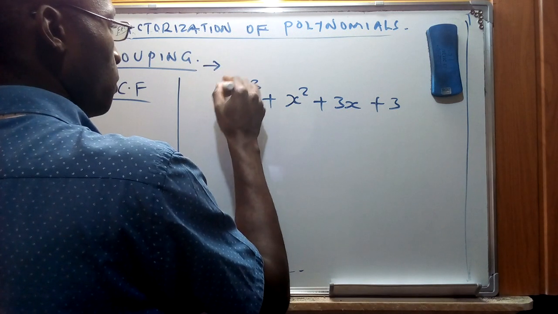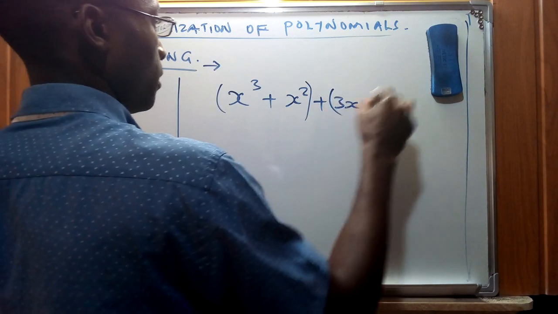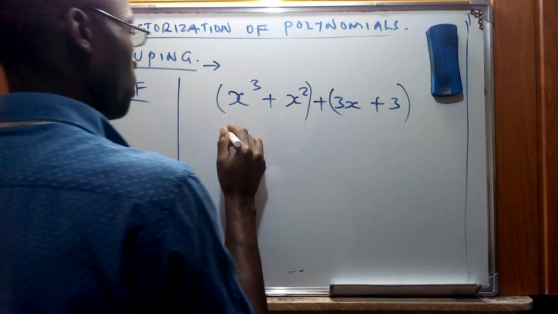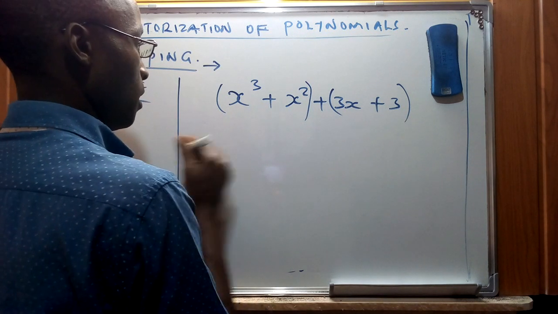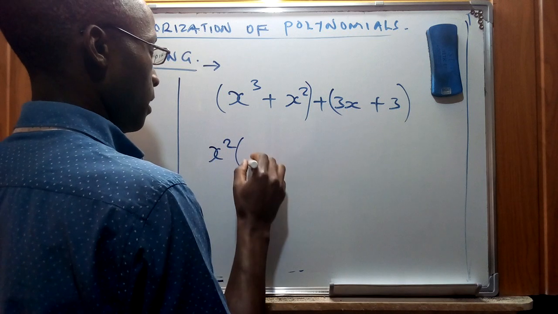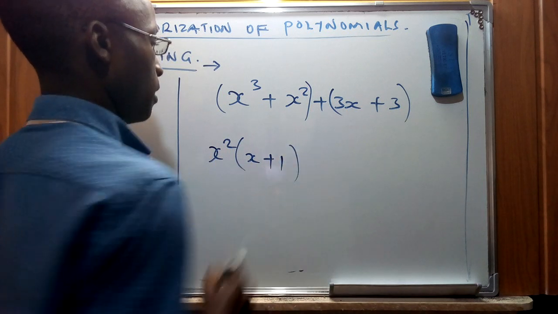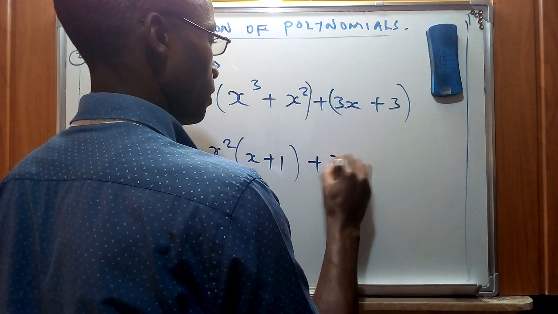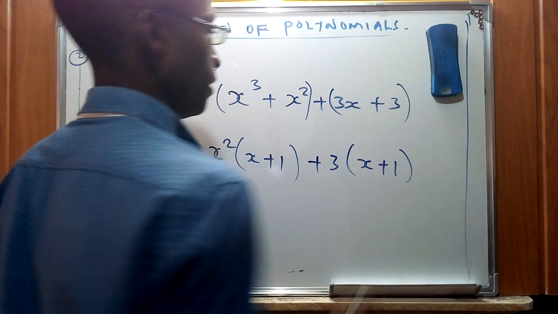So if I try to group this one in 2 pairs, I'm going to have this first set given as such and the second one given as such. So next I'm going to look for the greatest common factor in those 2 pairs of groupings. Now for the first one, I'm going to find the GCF being x squared, and then it's going to factor this one by x plus 1. And then for the second one, I'm going to factor out 3 and give it as x plus 1.